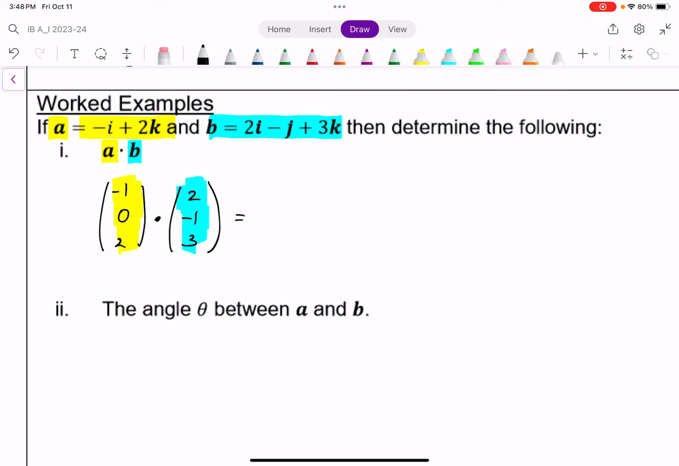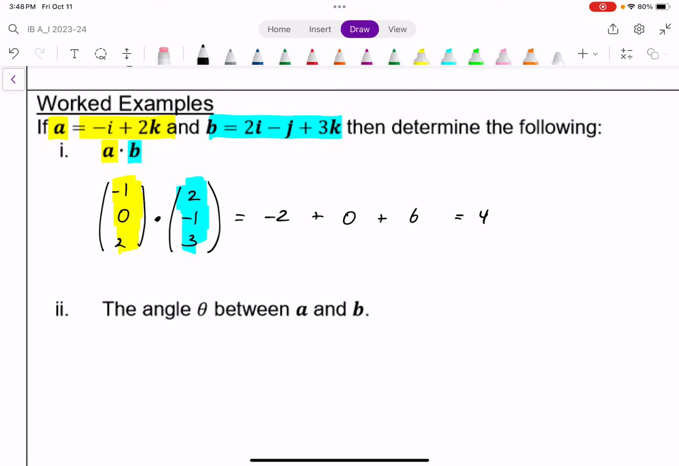And so I have -1 times 2, which is -2, plus for my y values, my 0 times -1, which is 0, plus my z values or my k values, whatever units you want to think about, 2 times 6, which is 12, and altogether this equals 4. So that is what we call the scalar product of these two vectors, +4.